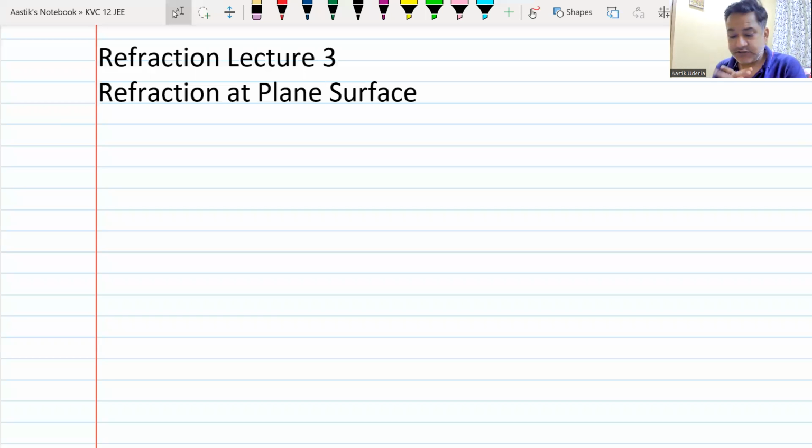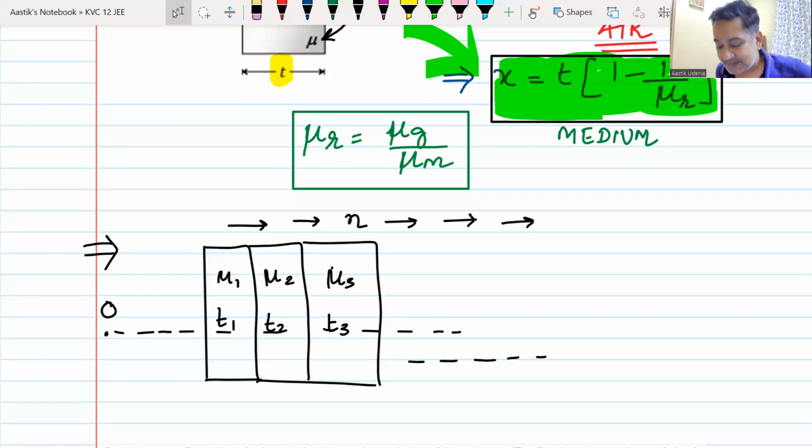Good evening, everyone. This is lecture number 3, and we are dealing with refraction at plane surface. In the last class we had dealt with the glass slab. We had seen the lateral and the normal shifts because of a glass slab, and I showed you the question that came in JEE, and I asked you what will happen if there are n number of glass slabs put one after the other.